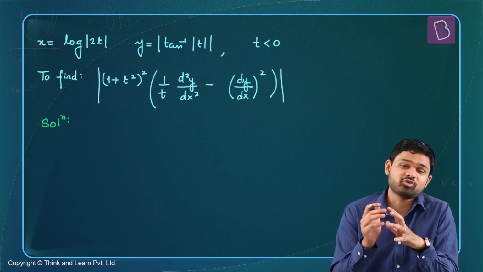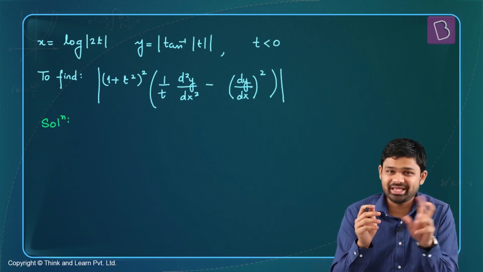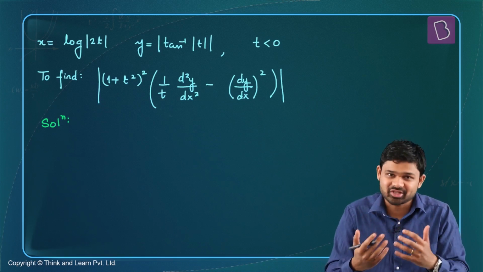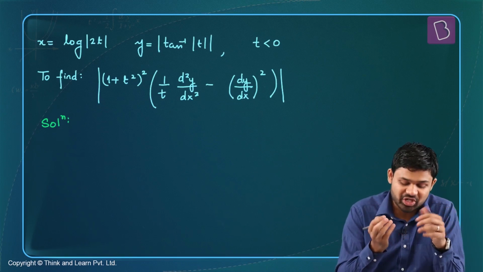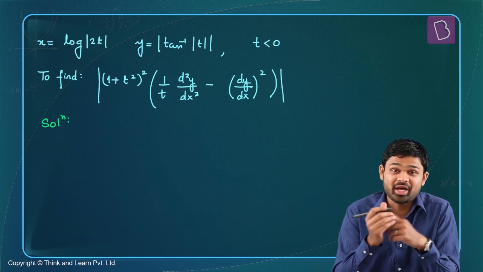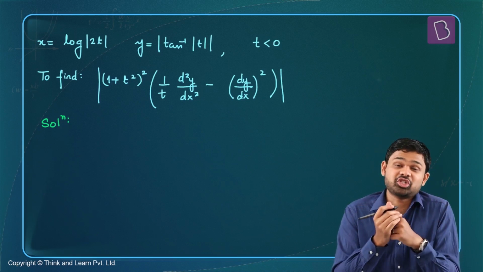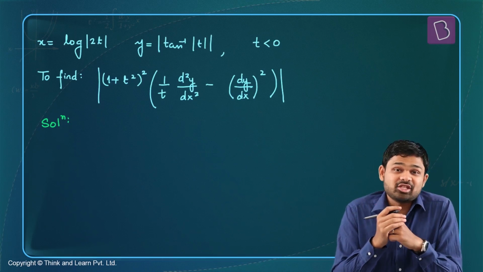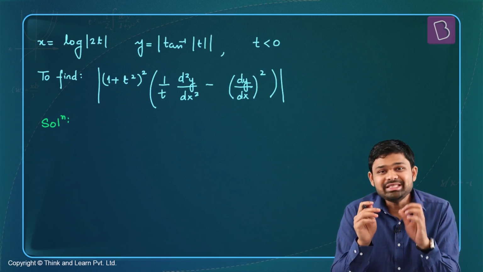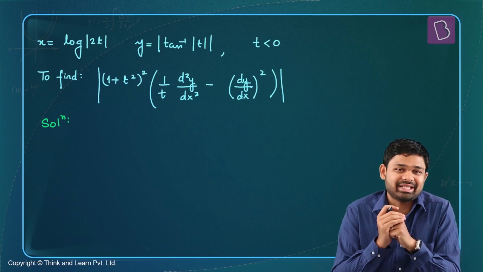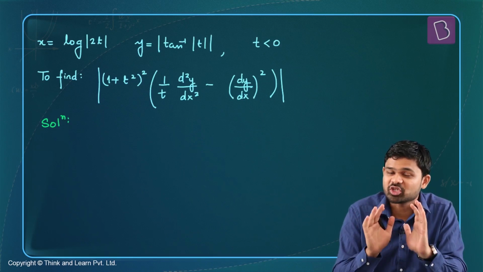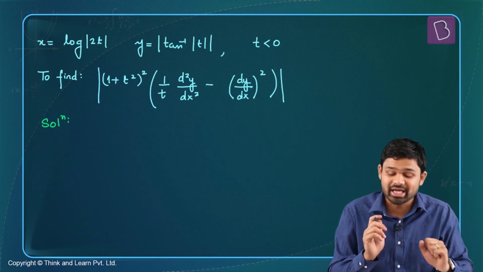Being a parametric type of question, we'll have to differentiate both x and y in terms of the parameter and then divide them to get dy by dx and so on. You see in this question, we need to find out d square y by dx square. So it's a higher order differentiation type of question. So let's get into the nitty-gritty details of how to solve this question. Now, since x and y have modulus inside them, in order to differentiate them, let's try and get rid of that mod, because it's difficult to differentiate with the mod sign on.